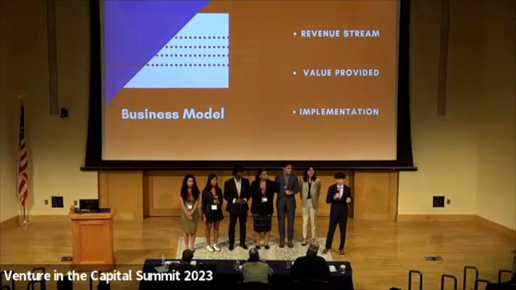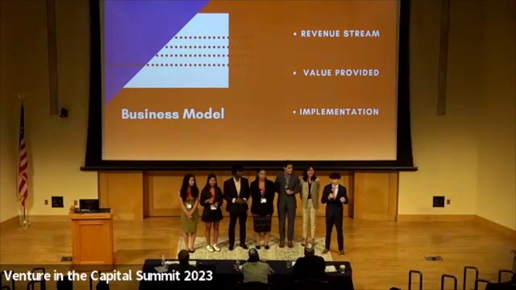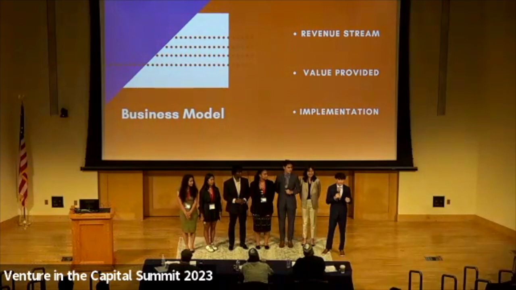Now for our business model. There are three main pillars to our business model: the revenue stream, value provided, and the implementation. Starting with the revenue stream, it consists of electrical services, specifically the home wiring and the home appliances. I'll let the other team go into more detail about that.